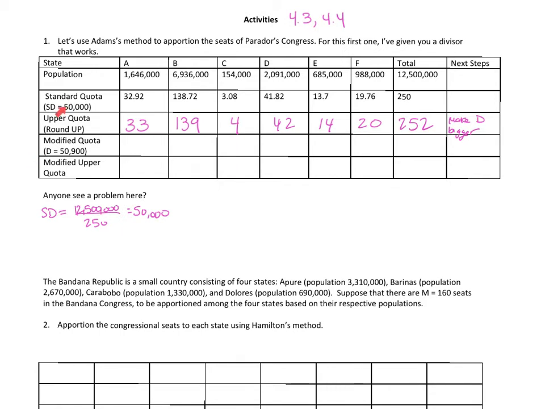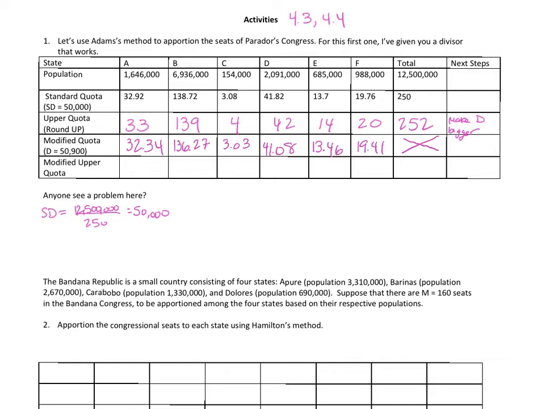Notice that it is larger than 50,000. So my first attempt using the standard quota gave me a total that was too big. We make D bigger. 50,900 is bigger than 50,000. So let's see if this works. I'm going to divide each state's population by this new divisor. Okay, so I just filled those all in. Now, adding them up is going to give you a number that has no meaning, so I'm not going to bother doing that. Next step is to round up, do the modified upper quota.